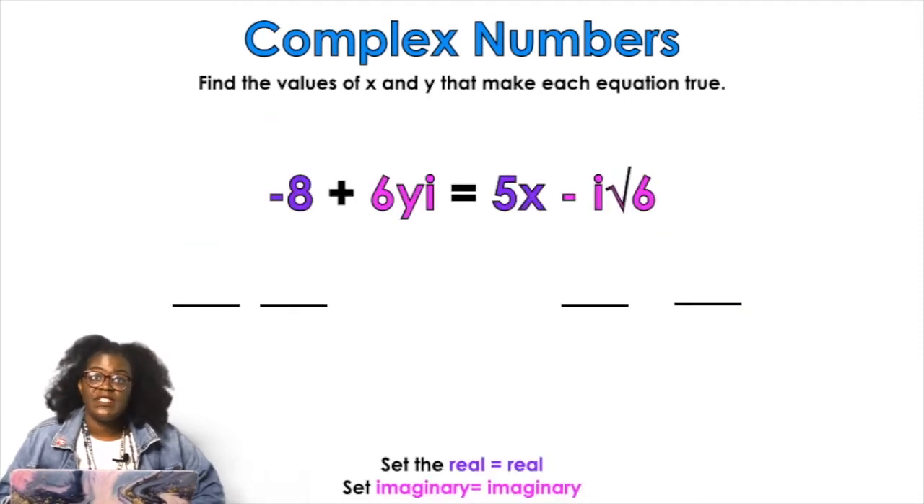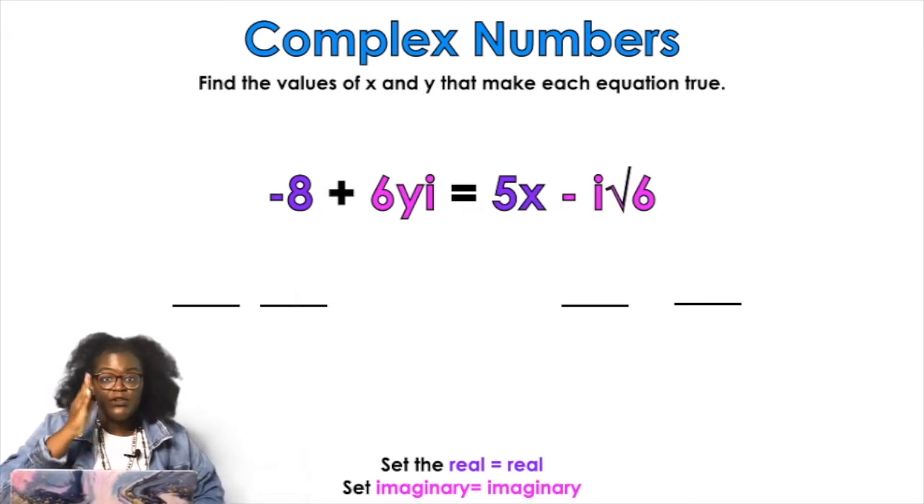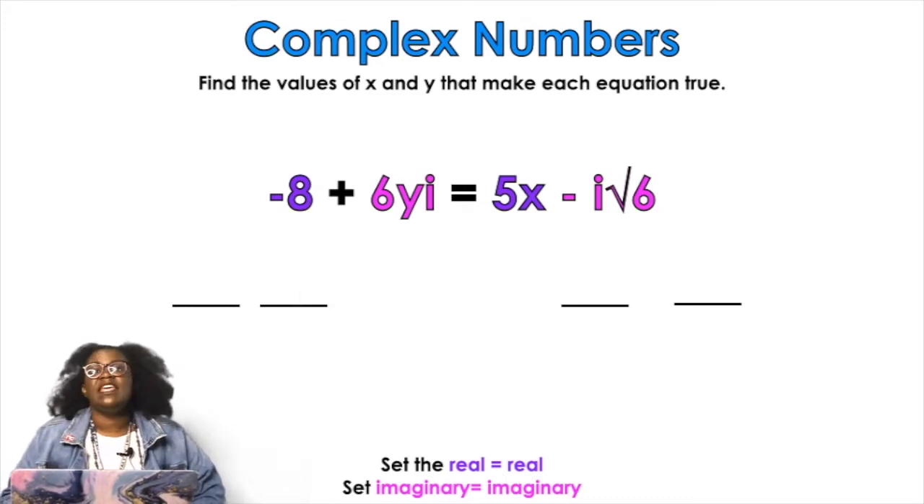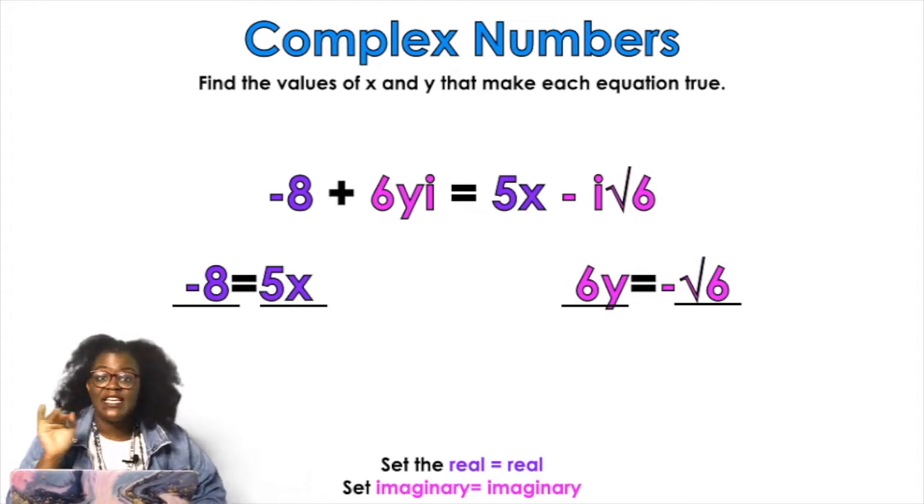Let's do another one. So it says find the values of x and y that make each equation true. So again, we want to set real equal to real, so purple equal to purple, and then we're going to set imaginary equal to imaginary, so pink equal to pink. So purple is negative 8 equals 5x. And then imaginary is pink. So that's going to be 6y equals negative square root of 6. Notice there's no i's. I don't take the i's with me because they're going to cancel out anyway, so I don't even bother to bring them to the equation.